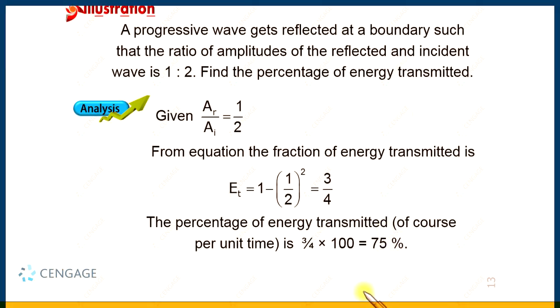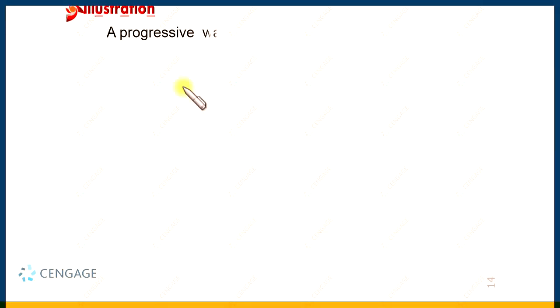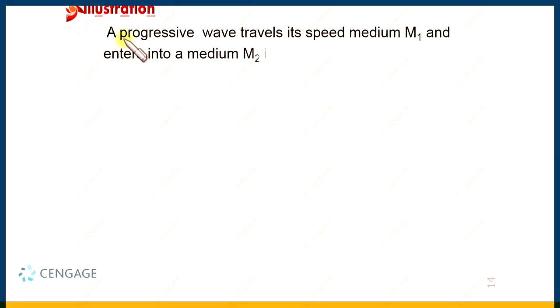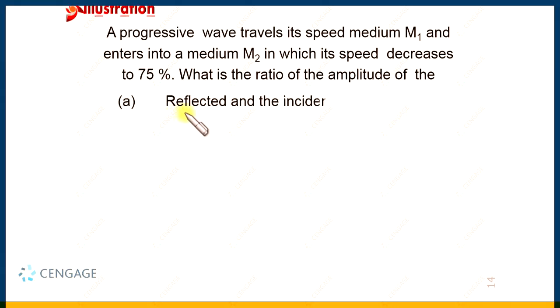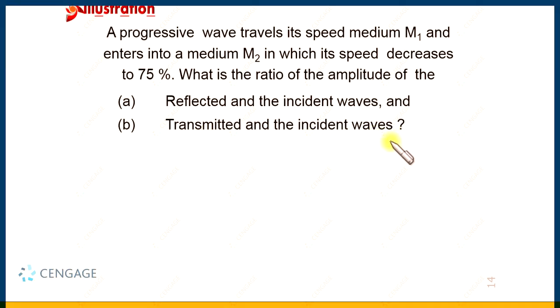Now, let us move to the next problem. In this illustration, the question is: a progressive wave travelling with some speed in medium 1, that is M1, enters into the medium M2, in which the speed decreases to 75%. That means, when the wave enters from medium M1 to medium M2, the speed is 75% of the original. The question is, what is the ratio of the amplitude of the reflected and incident wave, and the second part of the question, the transmitted and the incident wave.